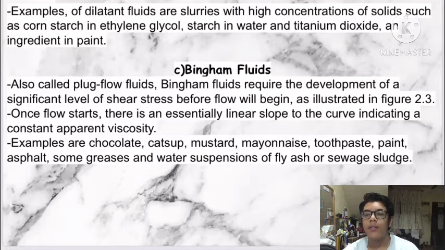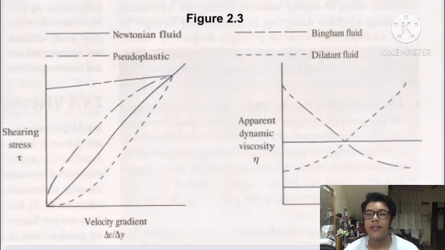So the last part is about the Bingham fluid. It is also called plug flow fluids. Bingham fluids require the development of a significant level of shear stress before flow will begin, as illustrated in figure 2.3. Once the flow starts, there is an essentially linear slope to the curve, indicating a constant apparent viscosity. Examples are chocolate, mustard, mayonnaise, toothpaste, and others. So these are the graph part.